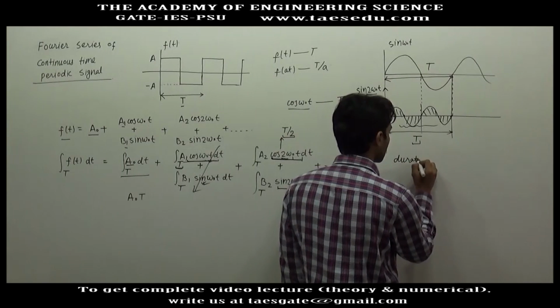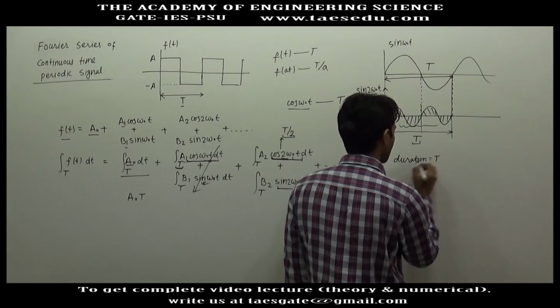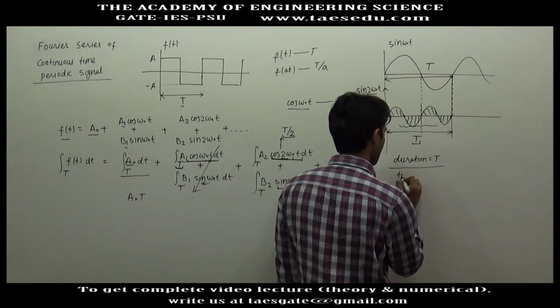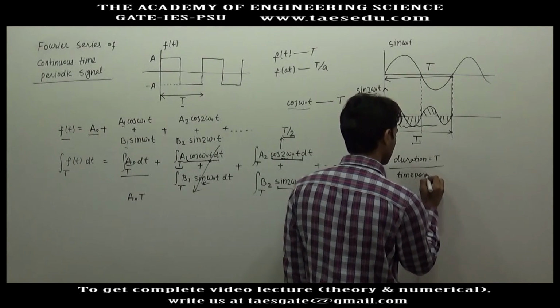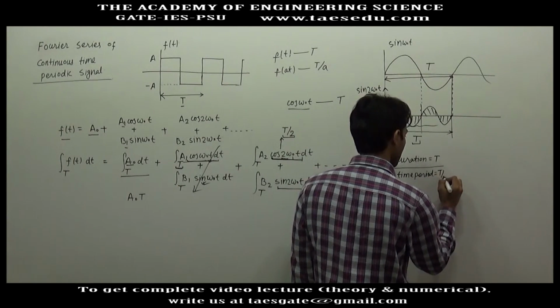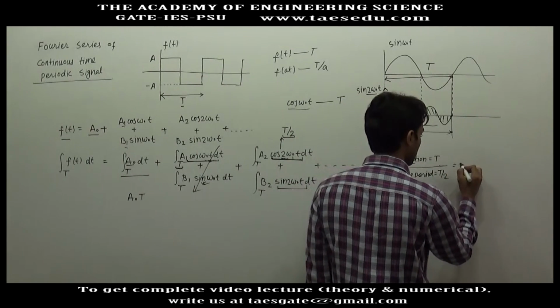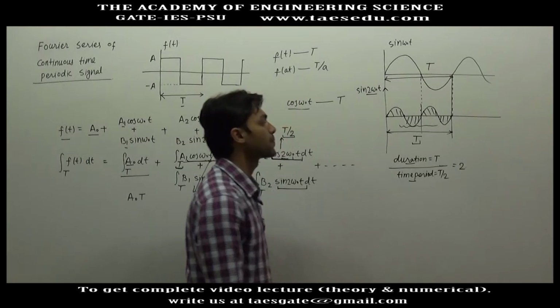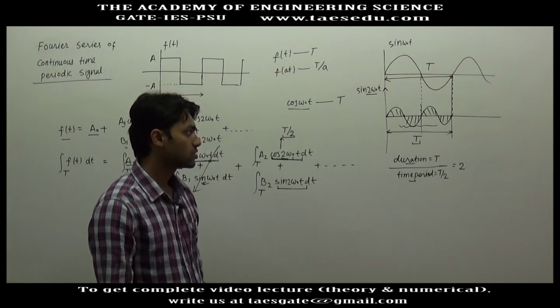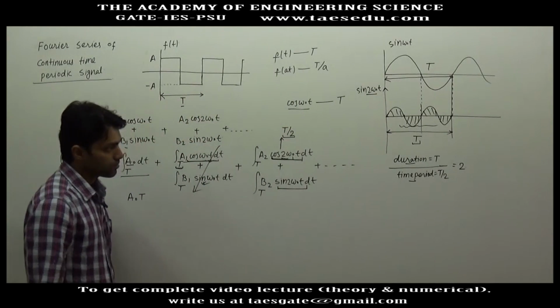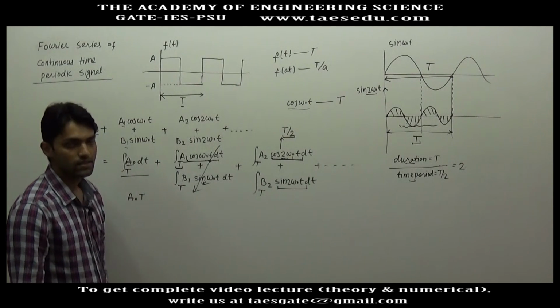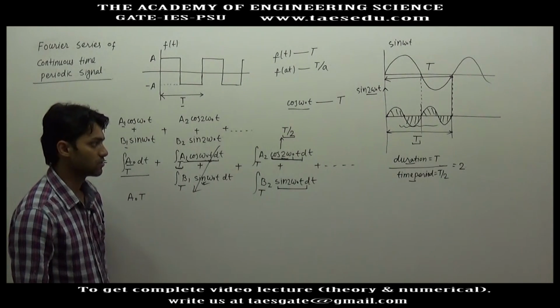The duration is equal to T, and the time period here is T by 2. If you divide the duration by the time period, you will get 2. It means it will complete 2 cycles, and in 2 complete cycles, the total integration will be 0.